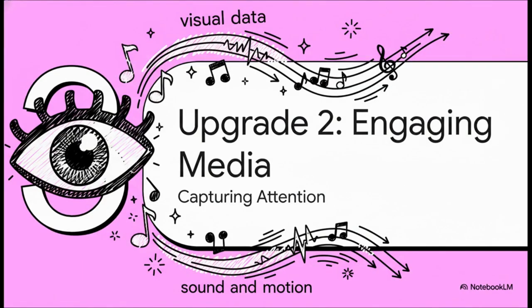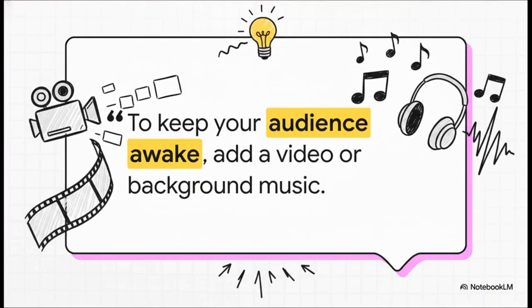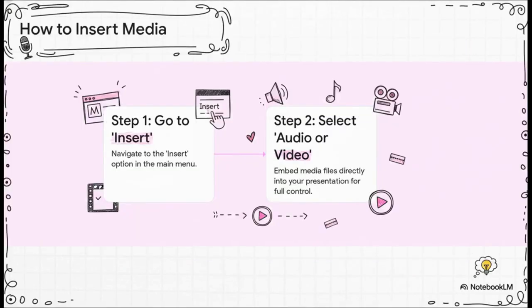Okay, so we've got our data looking sharp. Now let's build on that. Our second upgrade is all about adding sound and motion to really, truly capture attention. I love this quote from the source material because it's just so direct and so true. Sometimes the absolute best way to wake everybody up and break the monotony is to just add something new, like a short video clip or even some subtle background music. And guess what? The process is just as easy as the charts. You head right back to that same Insert menu, but this time you just pick audio or video. This lets you pop the files right into your presentation. You control when they play, how they play. It really is that easy.